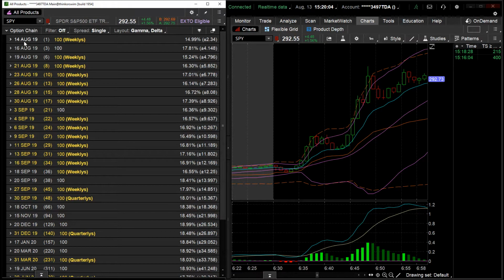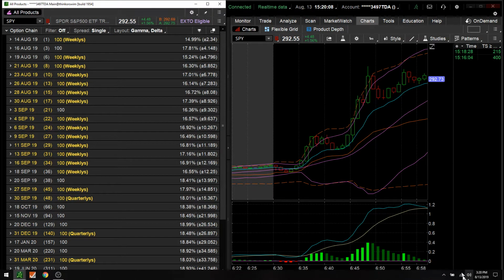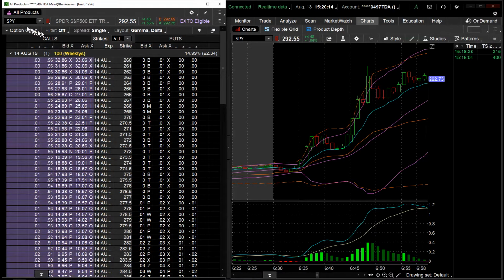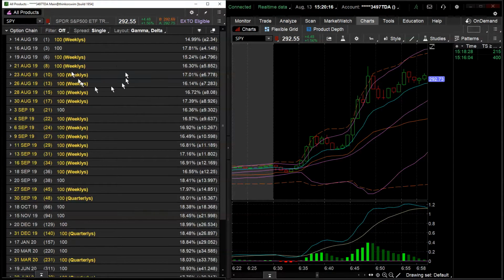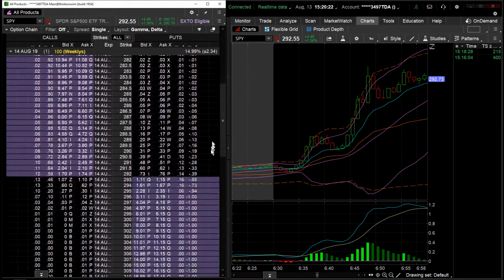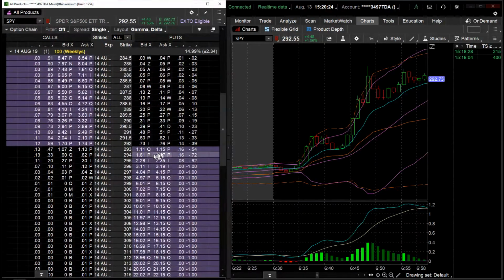So for example, today traded August 14th. Today is August 13th. Well, actually, no. Today traded August 13th. This is tomorrow's option chain. So I'm going to be trading tomorrow. I'm going to be trading this chain. Yeah, this is the chain I'm going to be trading tomorrow, I think.